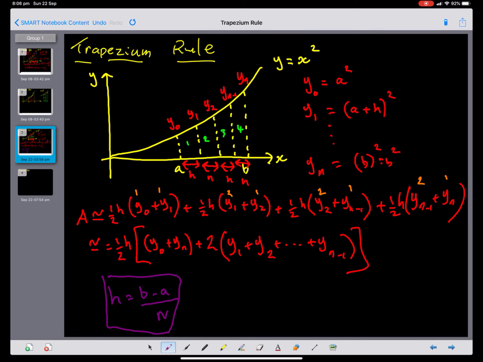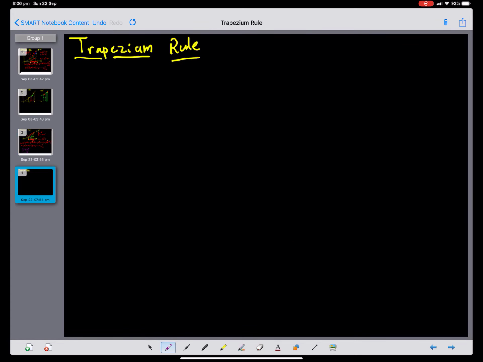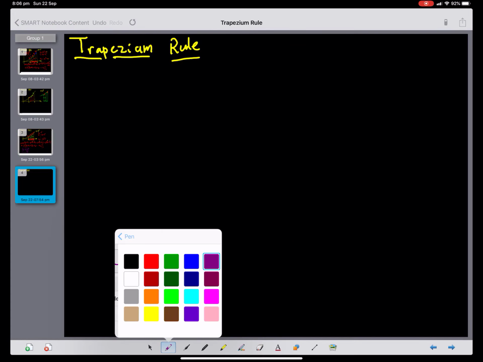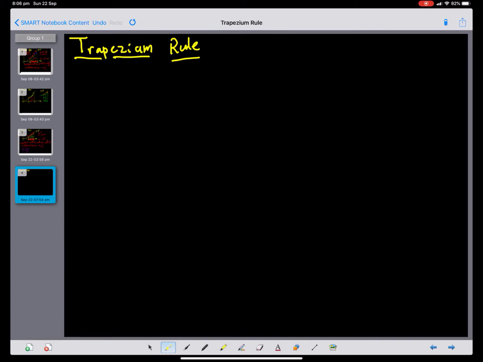Okay, so let's look at a practical example. Let's find the area underneath the curve of y equals x squared.